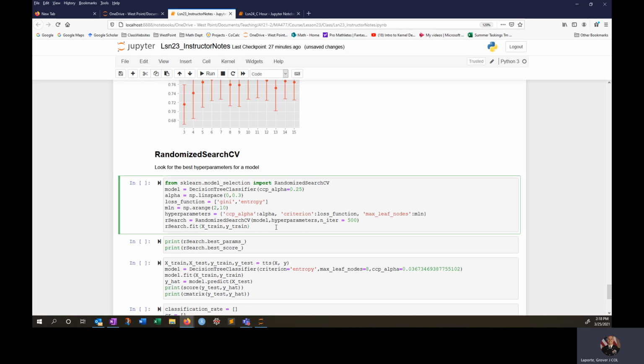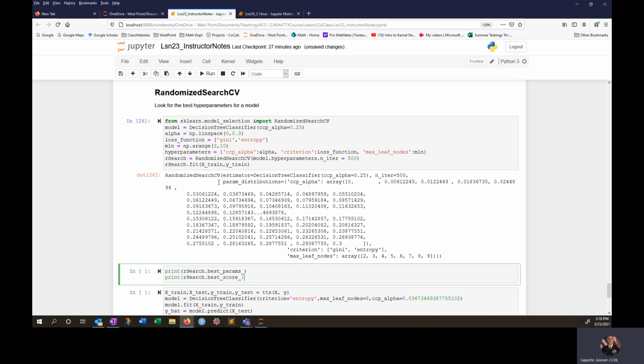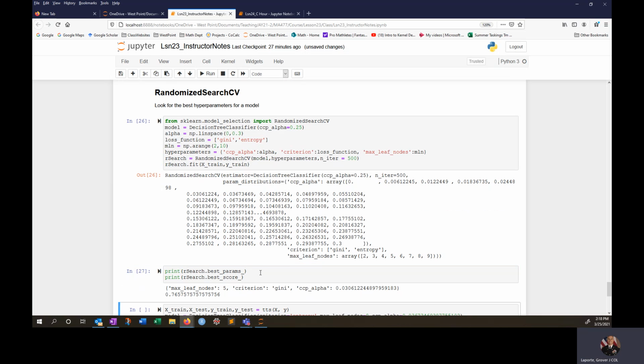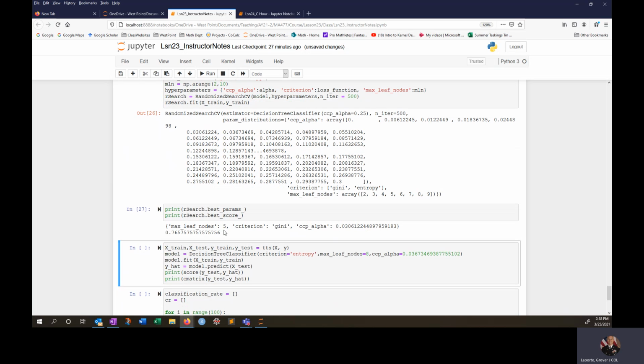So if we run this, shift enter, it's doing a whole bunch of them, but it's only going to return the best parameter that comes out of all of them, right? So you see a whole bunch of different things that we put in. I'm going to find out what the best one was, and you can see max leaf node was 5, criterion was Gini, CCP alpha was equal to 7.7657.